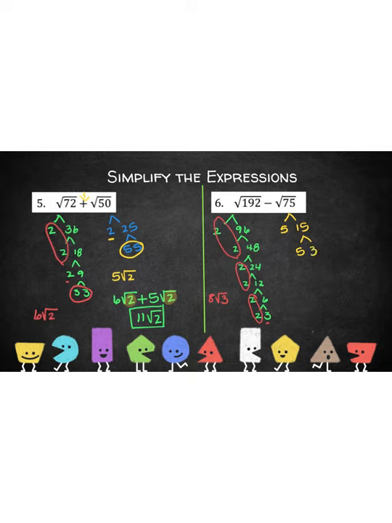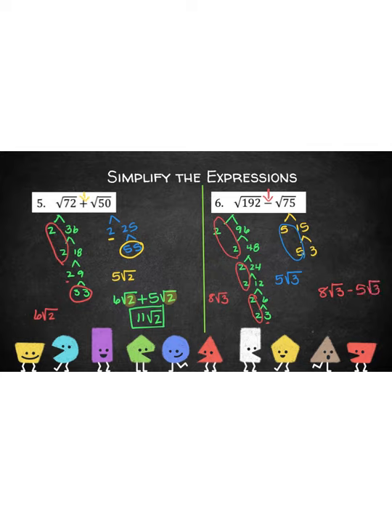Now I'm going to find my pair. So I have a pair of 5s right here. So 5's come out front. One pair times the square root of 3. Okay. So now we have 8 square root 3. And then when I look, this was subtracting. So now I'm going to minus 5 square root 3.